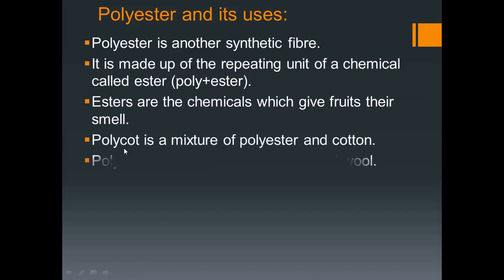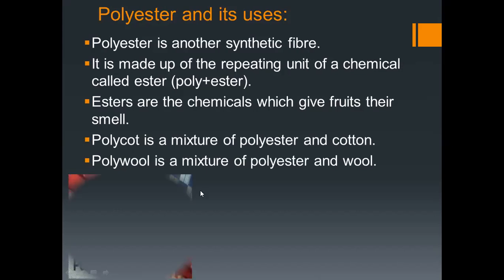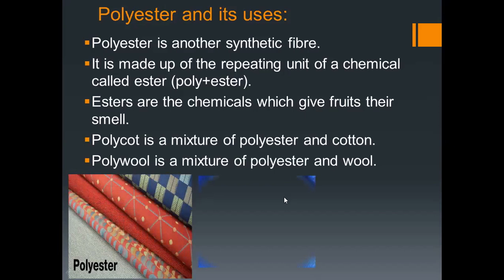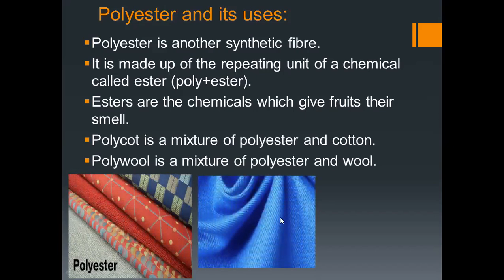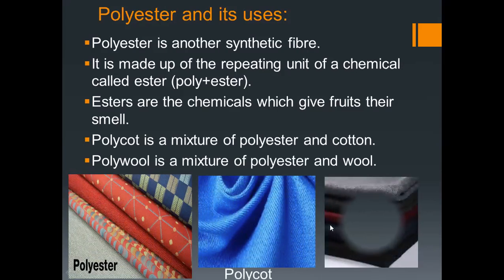Fabrics like polycot, polywool, terrycot, etc. are made by mixing two types of fibers. Polycot is a mixture of polyester and cotton. This is a picture of polycot. Polywool is a mixture of polyester and wool. This is a picture of polywool.